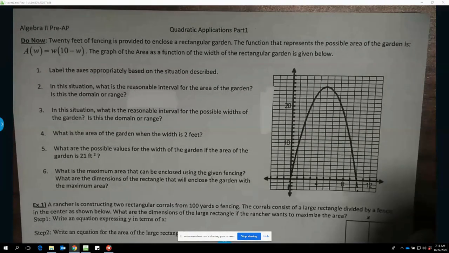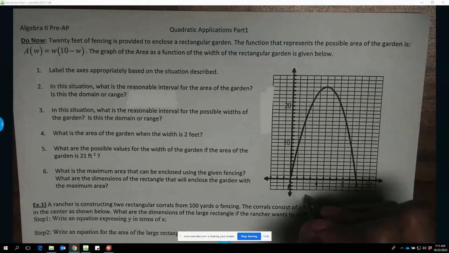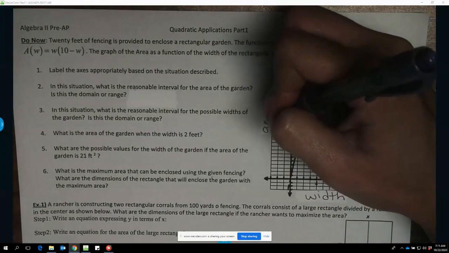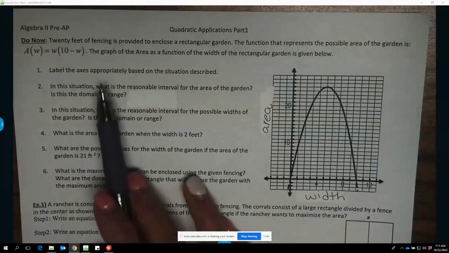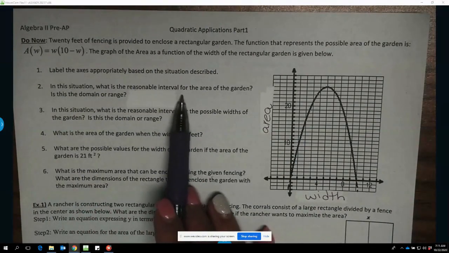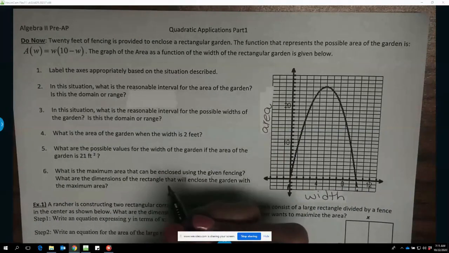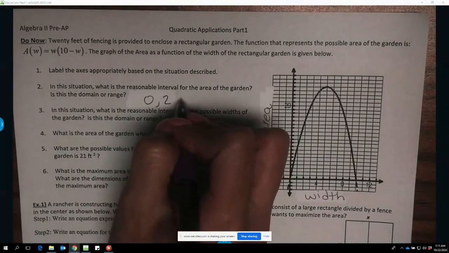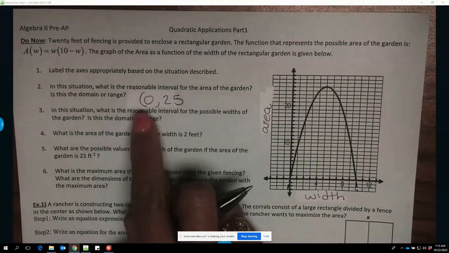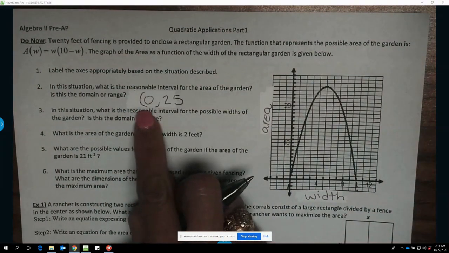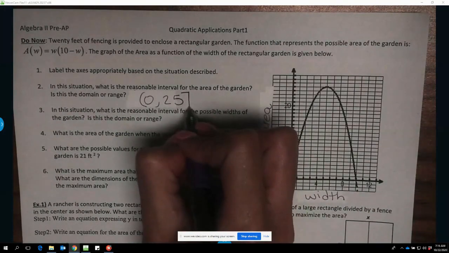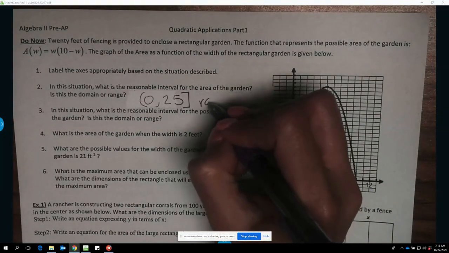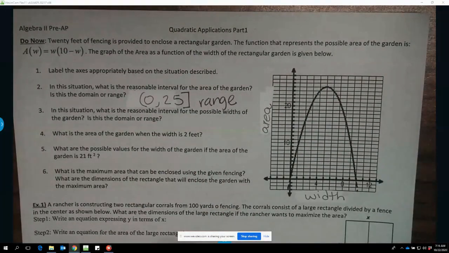Okay, hopefully you tried the Do Now on your own and realized that the width of the garden is on the x-axis, the area of the garden is on the y-axis, so that was number 1. Here, the reasonable area for this garden goes from 0 to 25. 0 has a parenthesis because the area cannot be 0 if you have a garden. 25 has a bracket because the area could be 25. And the area represents the range of this function.